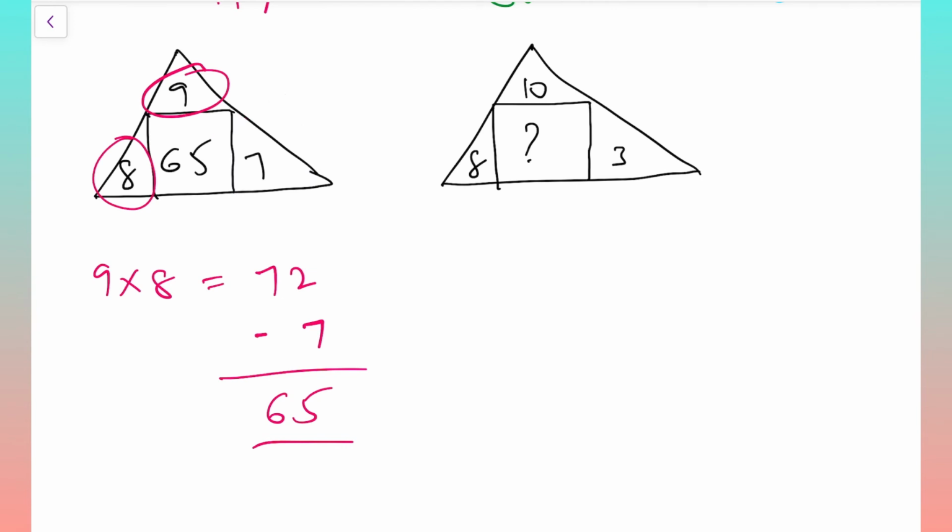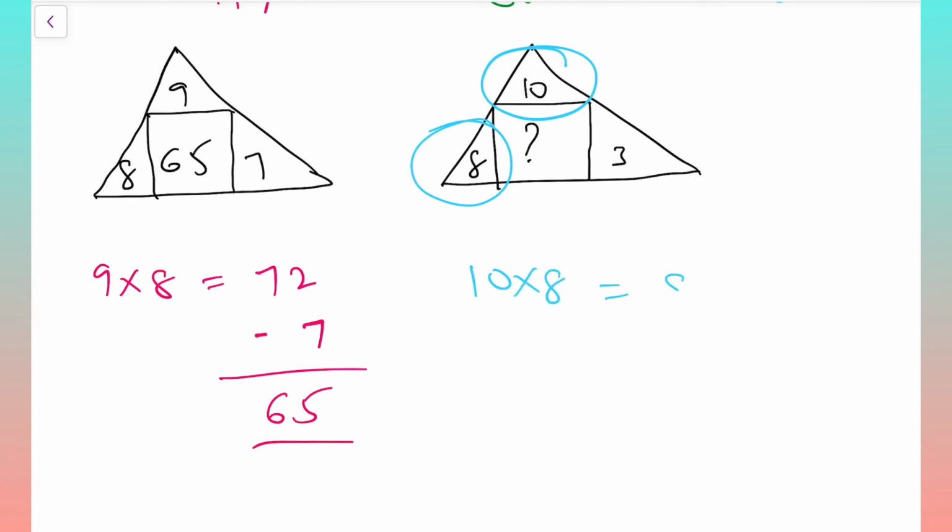Now the same logic I will try to apply for this one. First, these two numbers we need to do multiplication. That is 10 into 8, which is nothing but 80. Now from this 80 we need to subtract this 3. So 80 minus 3, it's nothing but 77.